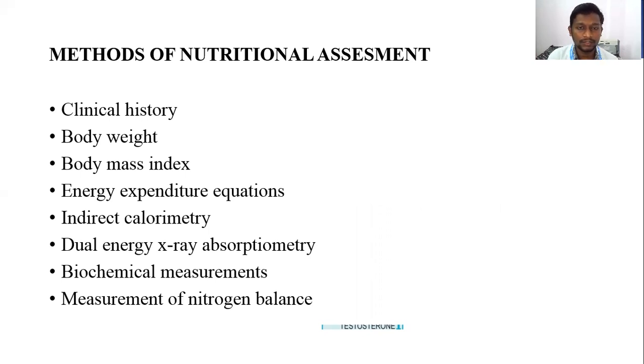There are some equations where they measure the energy expenditure by the body, or indirect calorimetry, where the heat production in the body is in direct relation to the energy produced. So therefore, that also would give you the nutritional assessment of the body. Then dual energy X-ray absorptiometry, where X-rays are used to know the lean body mass.